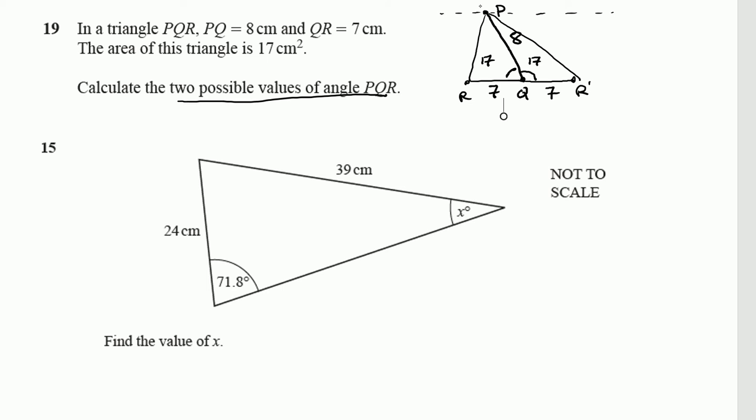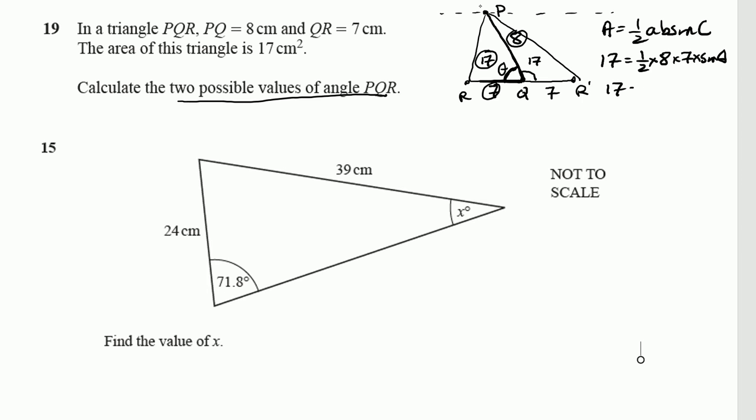I'm going to focus on this triangle over here. I know something about area, I know something about length, and I want to know something about an angle. So the formula that puts all this together is area equals a half AB sine C. Here's my A for area sitting in here. So I know that the 7 and the 8 and that angle all go together in that area formula. Substituting in, 17 equals a half times 8 times 7 times sine theta.